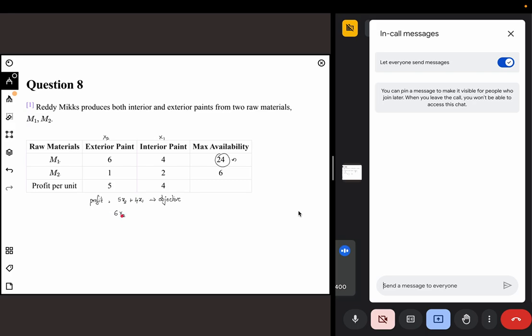So for X2 units, I would require 6 times X2 of M1, and then 4 times X1. Again, for 1 unit of interior paint, I would require 4 units of M1, so for X1 units, I would require 4 times X1 units of M1. This is the total quantity of M1 I can use, and this is the maximum availability. So it should be less than or equal to 24.